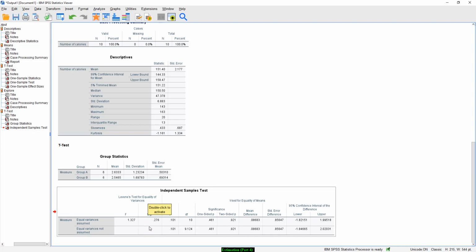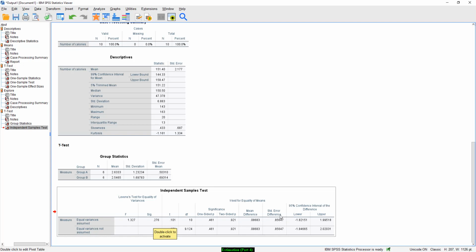So let's look at the p-value for Levene's test. Right, this is the significance, 0.276, which means that it's more than 0.05. So we can assume that the two variances are equal. The variance for both groups are equal. So since the variance for both groups are equal, we're going to read the first row.